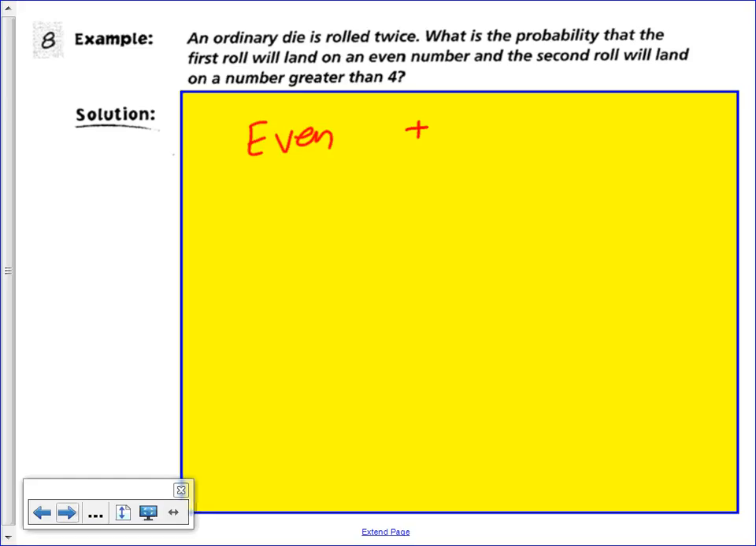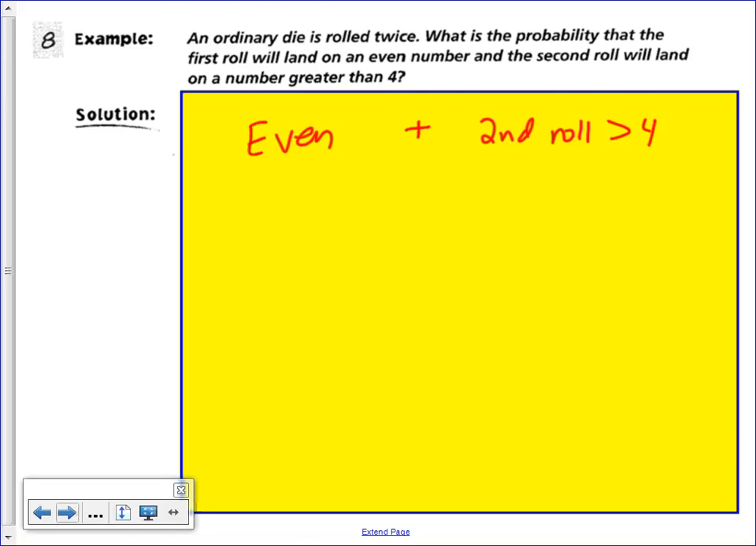Plus, the second roll is bigger than 4. So that's 3 out of 36. What is it? Oh, you said 5 out of 36. So, what's the answer? It's not 5 out of 36. How'd you get that? Are you just guessing? You're just guessing.